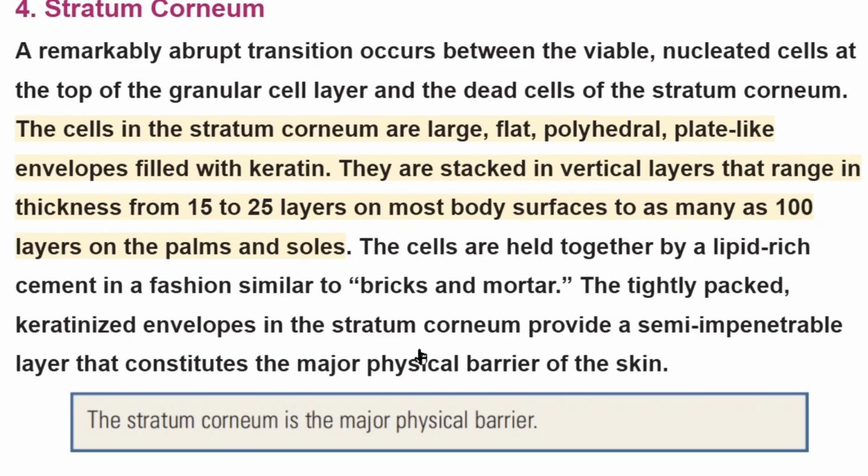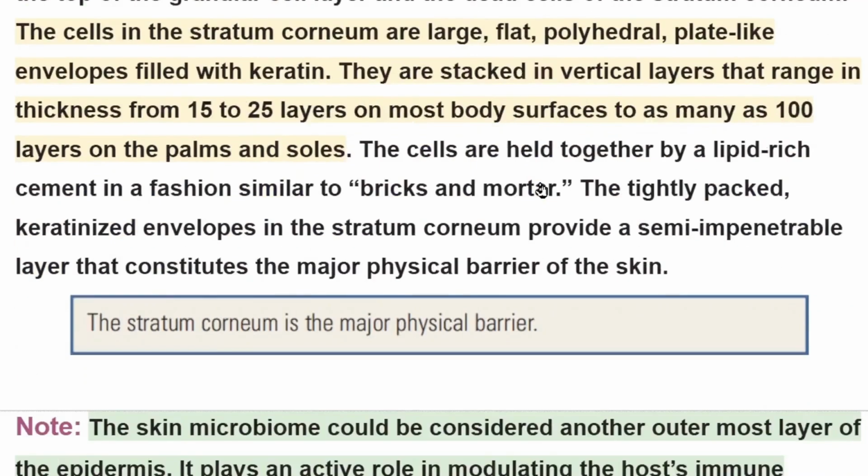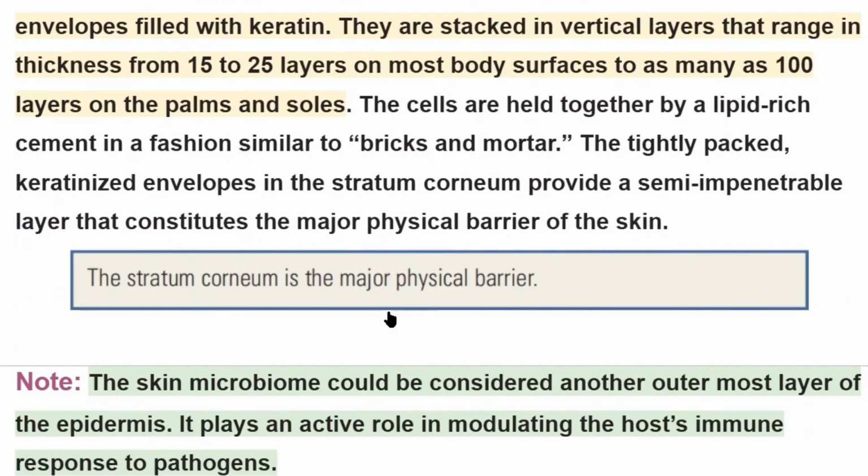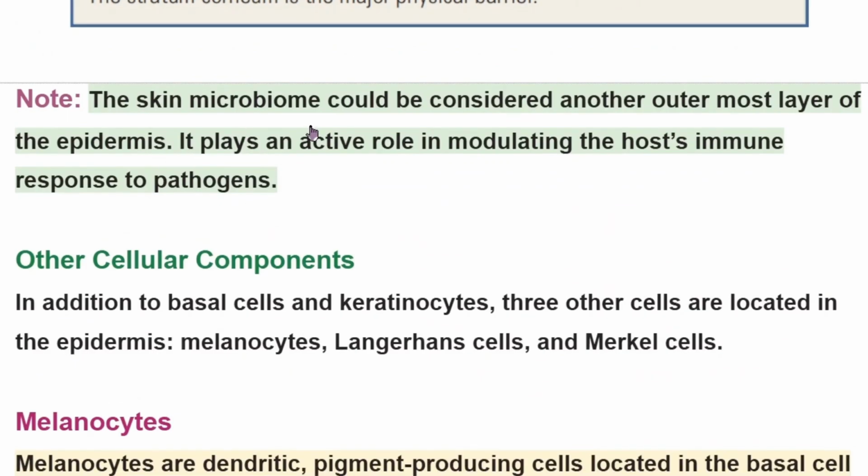The tightly packed keratinized envelopes in the stratum corneum provide a semi-impenetrable layer that constitutes the major physical barrier of the skin. Note, the stratum corneum is the major physical barrier. Note, the skin microbiome could be considered another outermost layer of the epidermis. It plays an active role in modulating the host's immune response to pathogens, and it's very important.